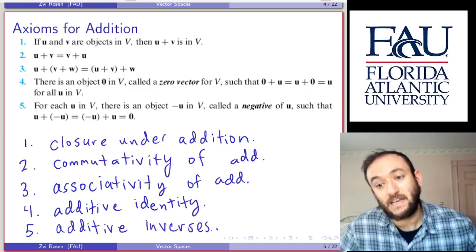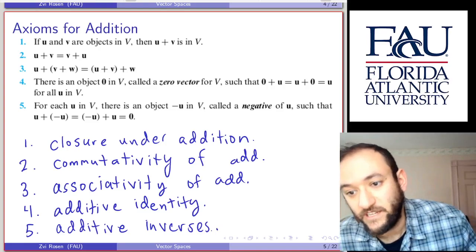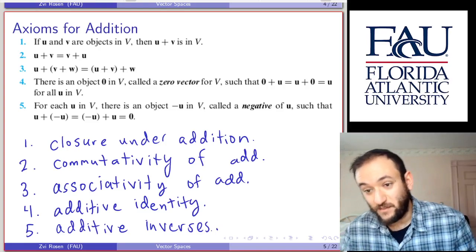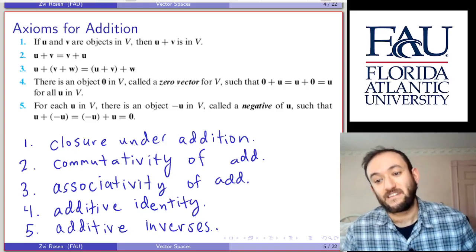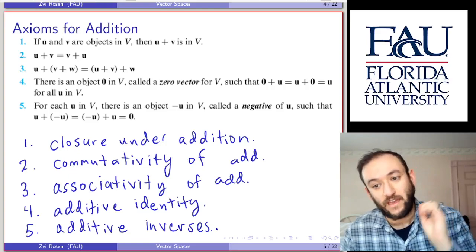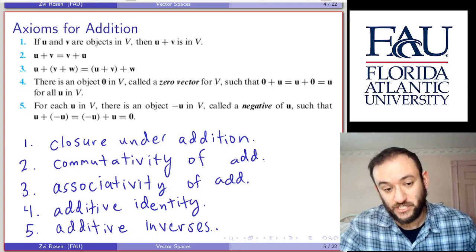Okay, and the minus sign doesn't immediately mean we're talking about something whose coordinates are all negative of the other coordinates. That will generally be the case. But what we're talking about is something that is the additive inverse, meaning you add it on and you get your 0 object back. Okay, those are the axioms for addition.